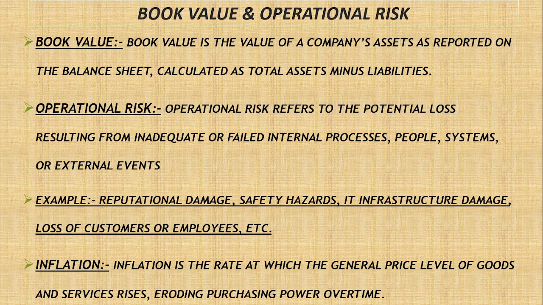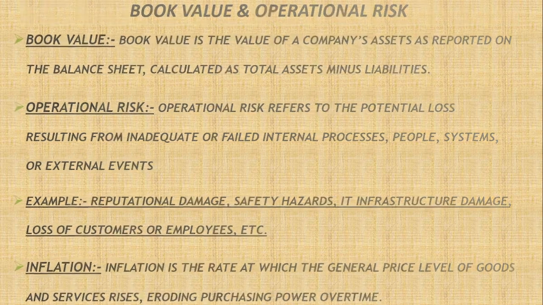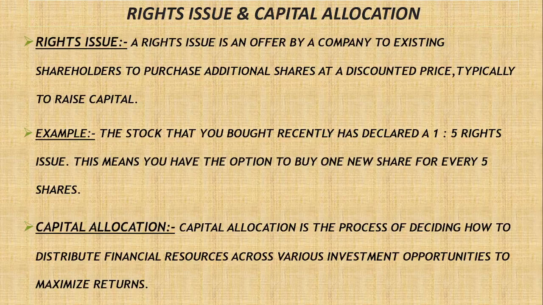Inflation. Inflation is the rate at which the general price levels of goods and services rise, eroding purchasing power over time. Rights issue and capital allocation. Rights issue. A rights issue is an offer by a company to existing shareholders to purchase additional shares at a discounted price, typically to raise capital. For example, the stock that you bought recently has declared a 1:5 rights issue. This means that you have the option to buy one new share for every 5 shares you own.